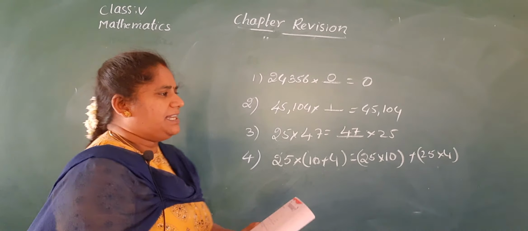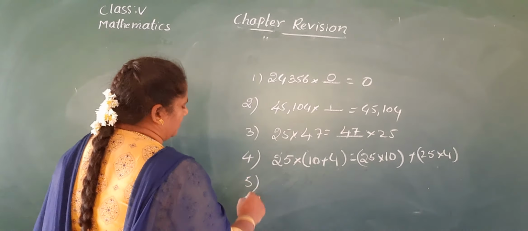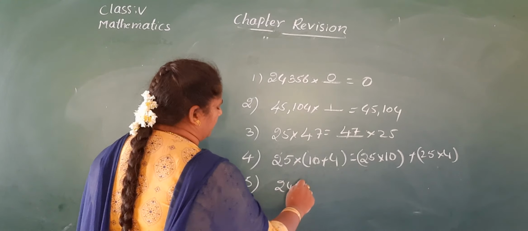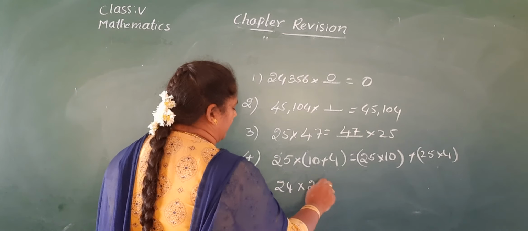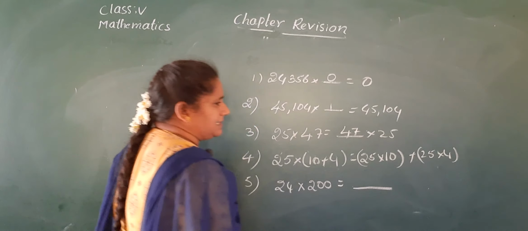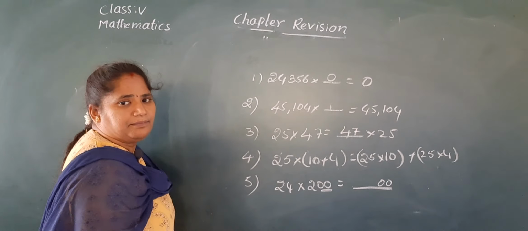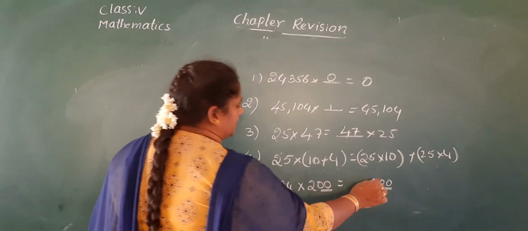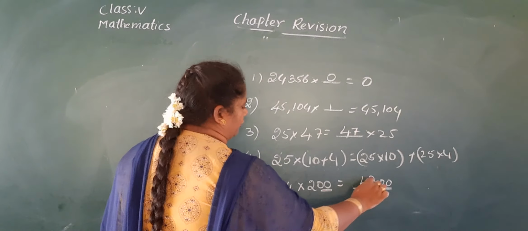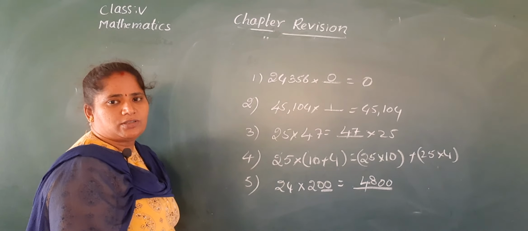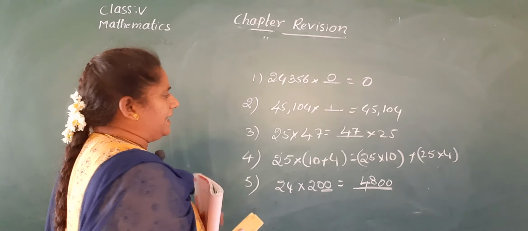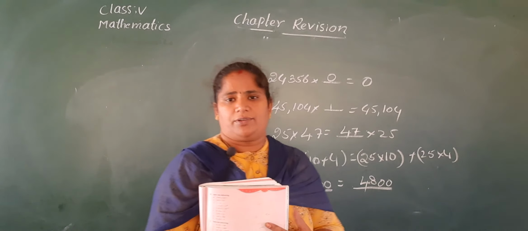yes, if a number is multiplied by, suppose, take 24 into 200. How do you get this answer? First we keep these two zeros, later we multiply by 2. Come on, 2 4s are 8, 2 2s are 4. Very simple. So 4800.